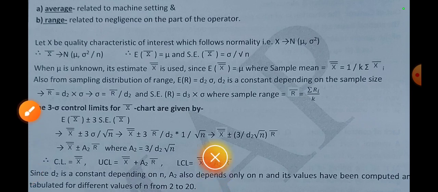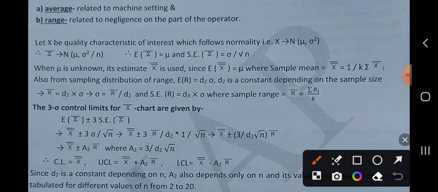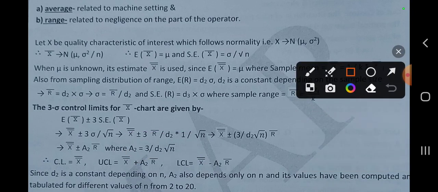Since the value of d2 is a constant depending on n, A2 also depends only on n. What is the value of A2? A2 is nothing but 3 divided by d2 into root n. Since the value of A2 depends upon n, it can be computed and tabulated for different values of n from 2 to 20.